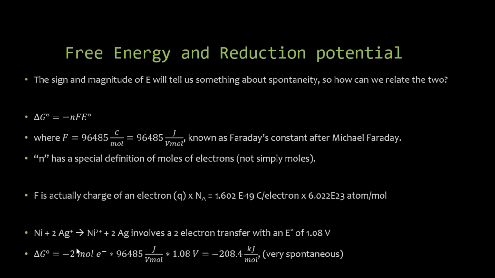So how would you calculate this? It's negative 2 times a constant times 1.08. It's going to give you a very big number, but that's going to be a big number in joules. So you turn that joules into kilojoules, and it's still a big number. Negative 208 kilojoules is still very spontaneous. So most of these half reactions will go like a shot. They will go by themselves if you give them the opportunity to go. That's why iron rusts by itself, as long as you have the proper conditions.